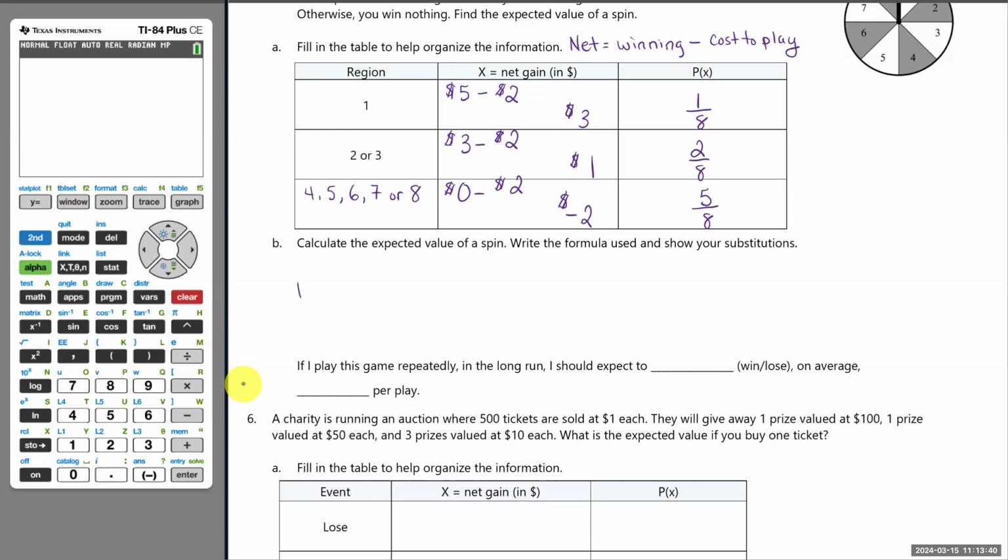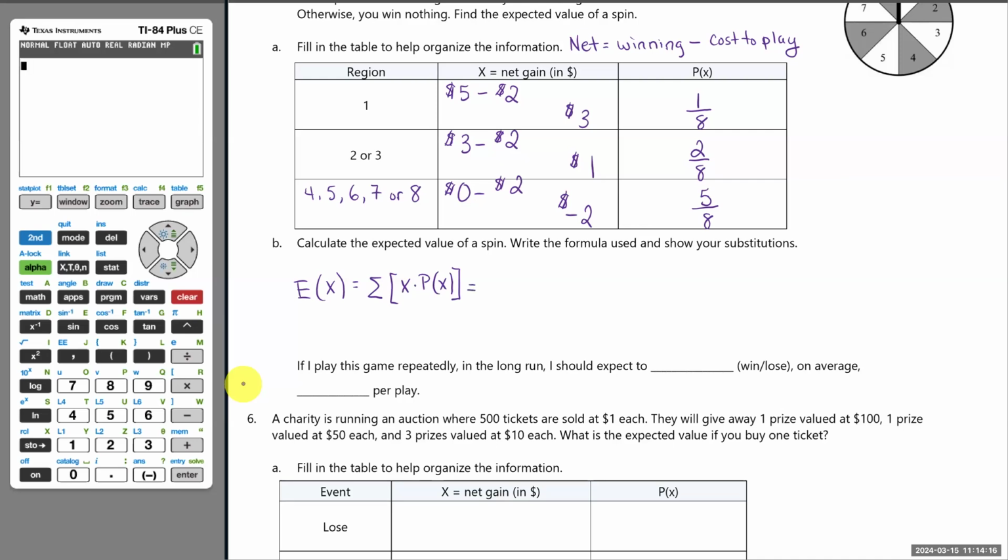All right, so the expected value of X represents a long-term average. What we're looking for is if you play the game over and over and over again, what can you expect per game to be your average winnings or losings, which we'll find out. The expected value of a random variable X is the sum, capital sigma, of the product of X and its corresponding probability.